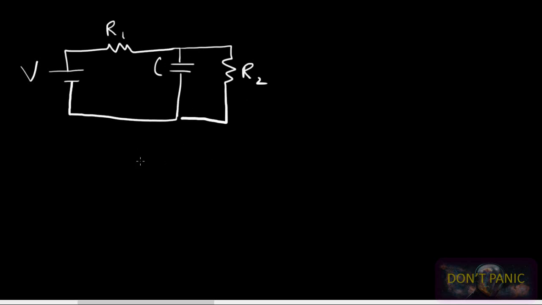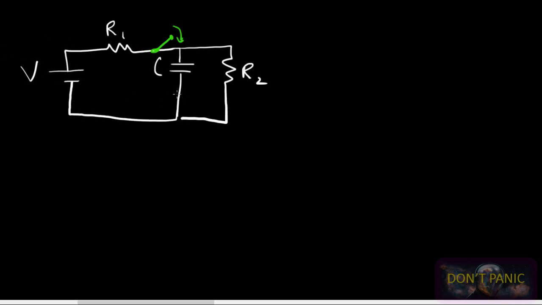Okay, so what's going to happen in this circuit? Let's analyze the circuit. Suppose that the circuit was initially not connected, and the capacitor was totally uncharged to start with. So suppose it was like this. Suppose it was switched off and then you connected the circuit here.